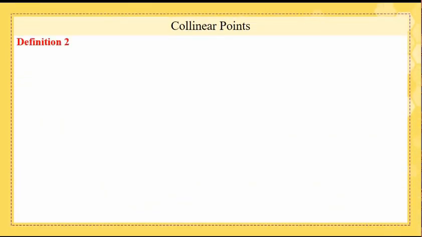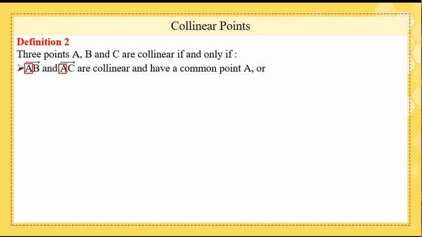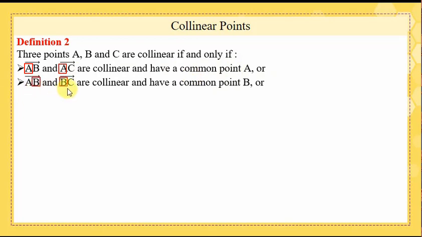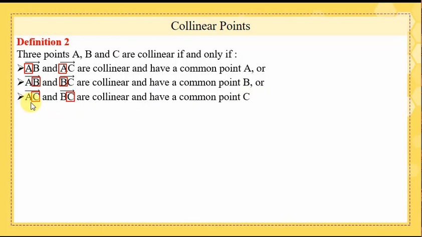Collinear points. 3 points A, B, and C are said to be collinear if and only if AB vector and AC vector are collinear having point A in common, or AB vector and BC vector are collinear having point B in common, or AC vector and BC vector are collinear having point C in common. What does this mean? This means that you need to form two vectors out of these 3 points and they must have one point in common.